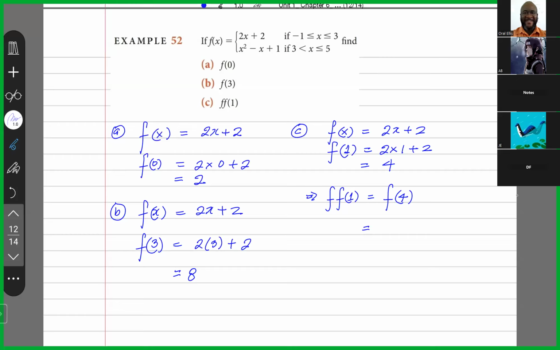Now, when x is equal to 4, f of x is defined as x squared minus x plus 1. So f of 4 would be what? 4 squared minus 4 plus 1. This would be 16 minus 4, 12 plus 1, which is 13.